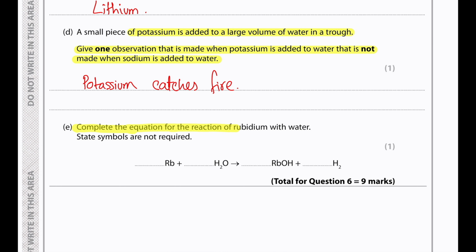Complete the equation for the reaction of rubidium with water. When rubidium reacts with water, it produces RbOH and hydrogen. To balance the hydrogen on the right hand side, we can put a 2 that makes 4 hydrogen on the right hand side. So we'll put a 2 on the left side for the water. That makes 4 hydrogen on the left hand side. But to balance the 2 rubidium on the right hand side, we need to put a 2 in front of the rubidium and 1 in front of the H2 molecule.